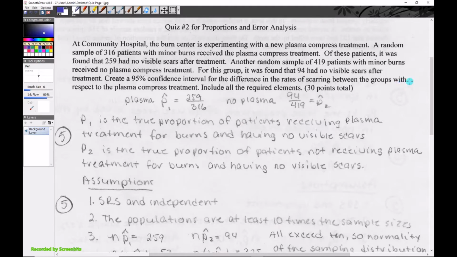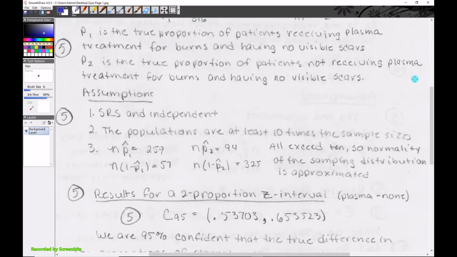So then we had to do assumptions. Here, most people that missed anything at all missed the independent. You just didn't say SRS and independent. That was 3 points off. The whole section was 5, but the most you could lose would be 5. You could leave the whole thing out and just lose 5 points. But if you wrote it, the first mistake was 3 points off.